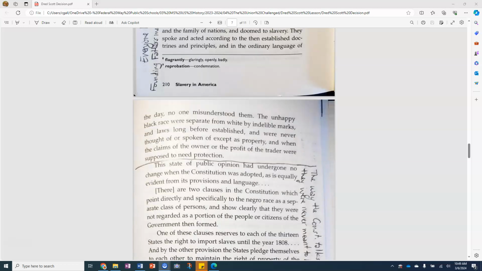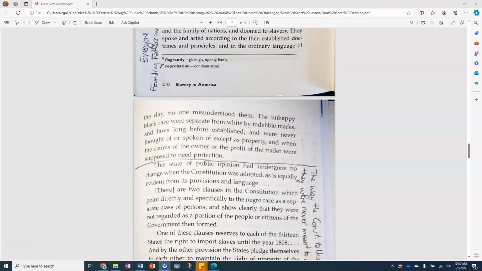He says that black people were thought of or spoken of as property, with no exceptions. It was universally held. And that they were, even then, only spoken of when the claims of the owner or the profit of the trader were supposed to need protection. So now again, he's referencing blacks as property.